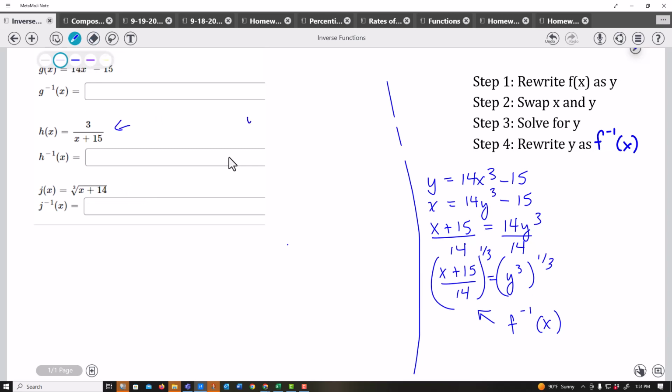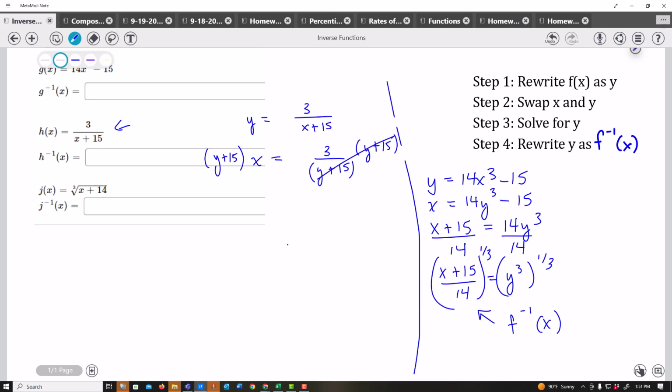So now I'm going to work on this one. So once again, I have y equals 3 over (x plus 15). All right, and so I am going to replace my x with y, giving 3 over (y plus 15). Now this one is solved for y when y is in the denominator. If I multiply both sides by y plus 15, notice that will cancel it out of the denominator.